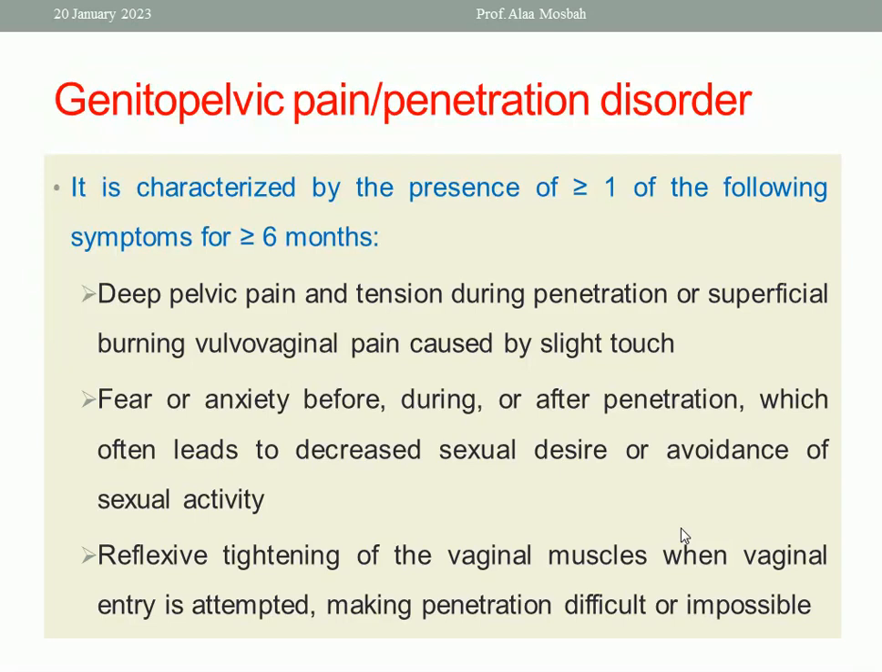What else? Reflexive tightening of the vaginal muscles when vaginal entry is attempted, making penetration difficult or impossible. This is called vaginismus, the old name. So presence of one or more of these items for a duration of 6 months or more is considered genitopelvic pain and penetration disorder.